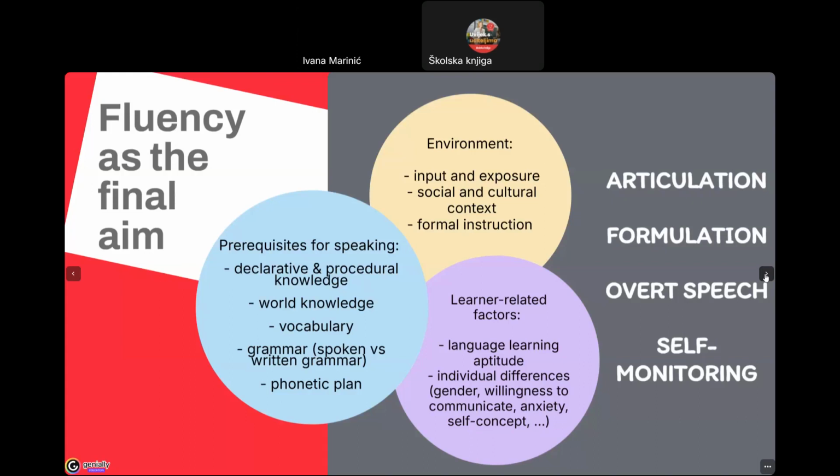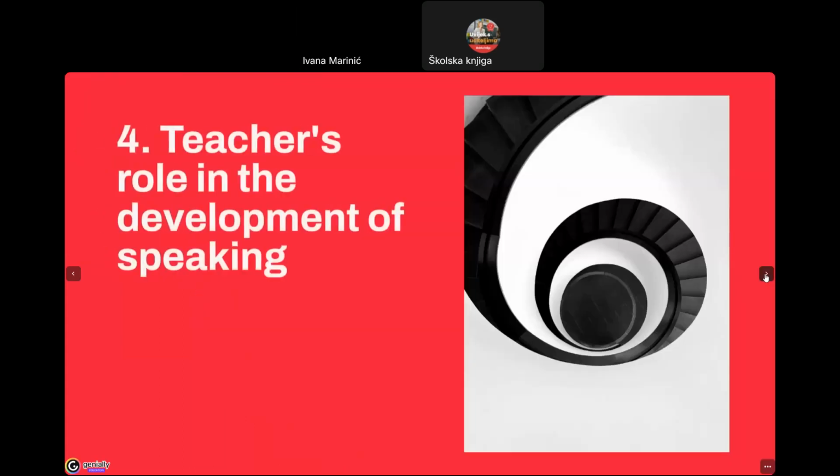Although it's chaotic and you cannot draw any conclusions that would turn into recipes, do this, do that, and everything will be great, it actually explains best what happens in all of us when we learn and try to speak a different language. What is the teacher's role in the development of speaking?